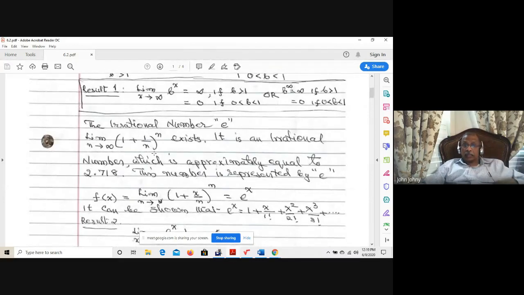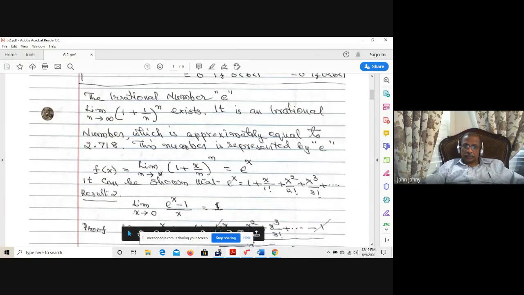The irrational number e. Limit as n approaches infinity, (1 plus 1 over n) to the power of n is a real number that exists. It is an irrational number which is approximately equal to 2.718. This number is represented by the letter e. So whenever you see the letter e, it is an irrational number approximately equal to 2.718, which is very similar to the irrational number pi, which is approximately 3.14.